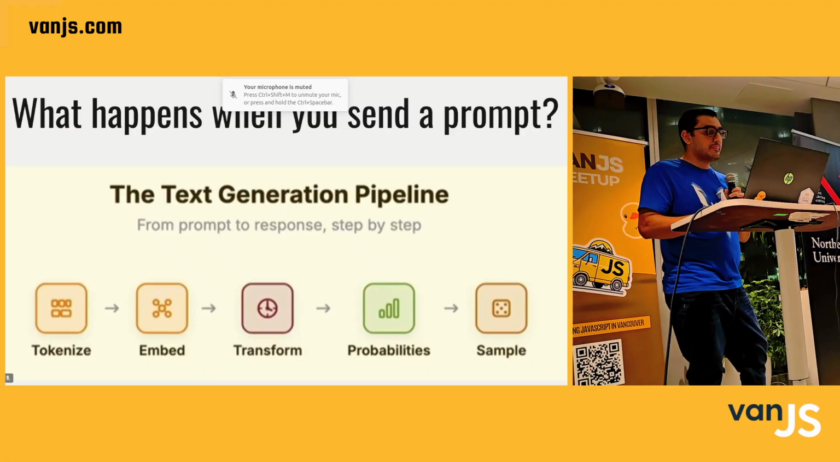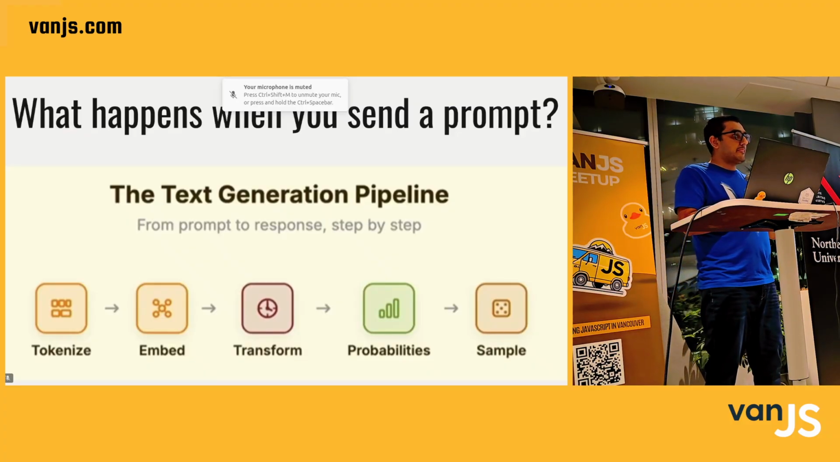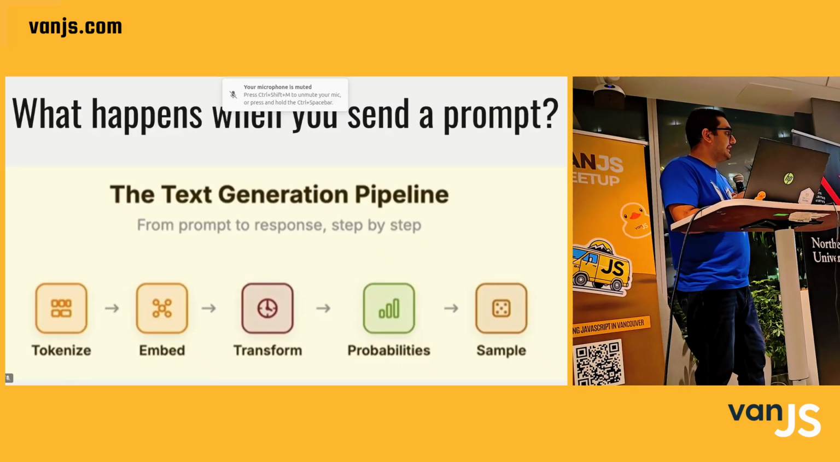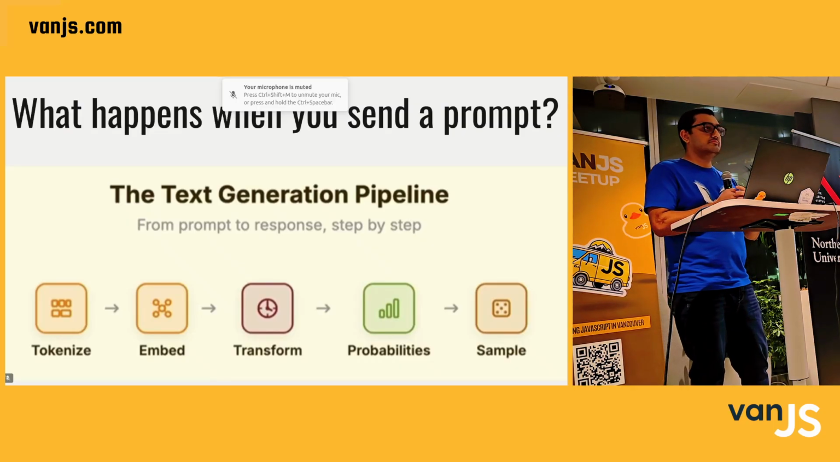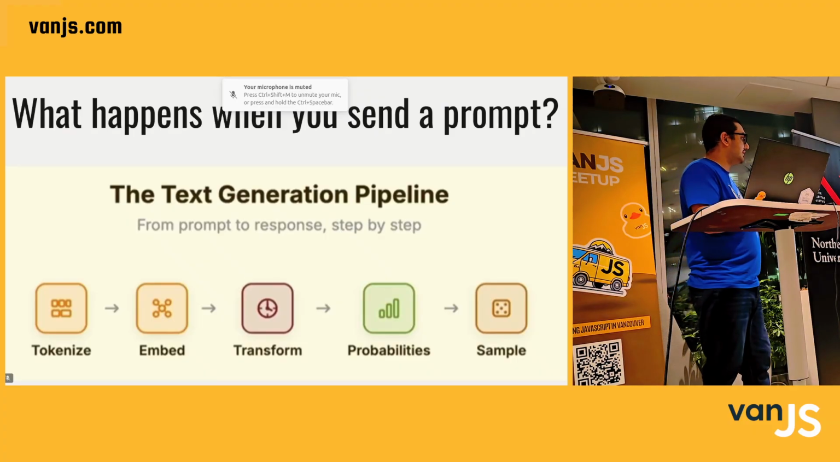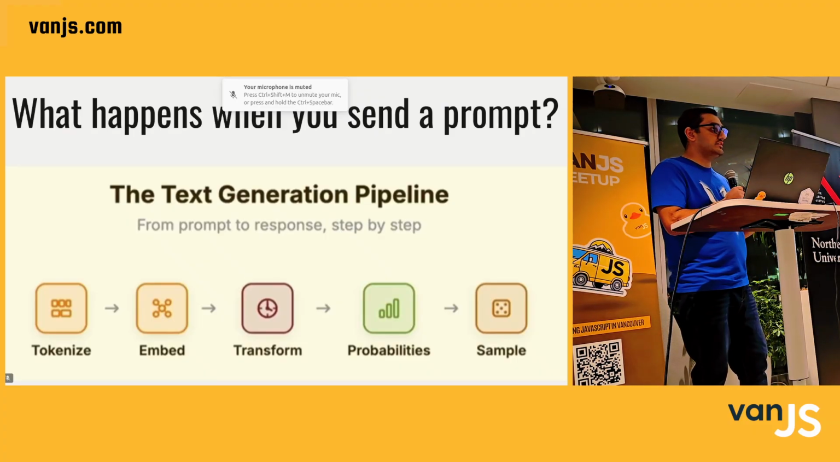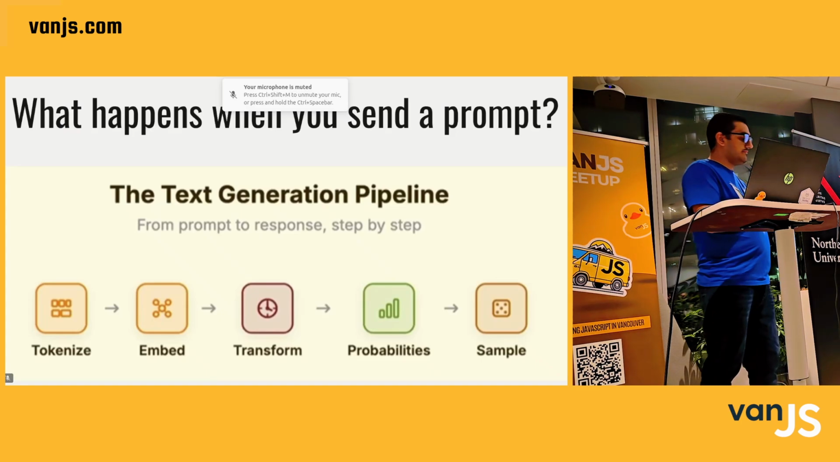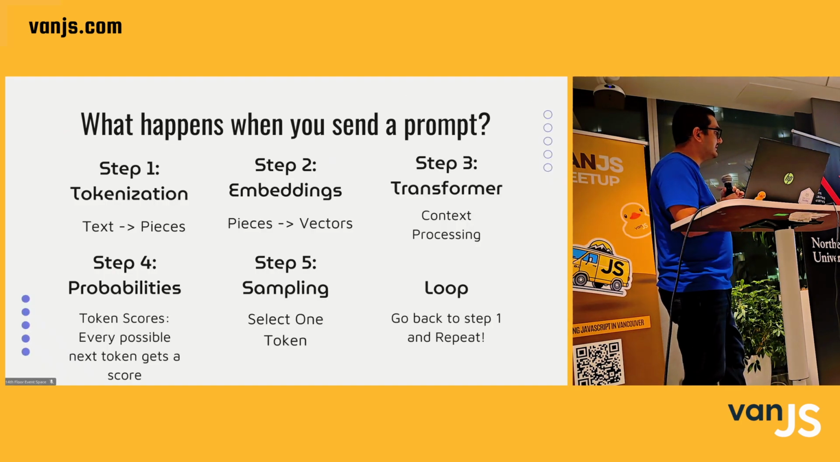Here we go. This is a pipeline of how one token is actually predicted by any LLM model out there. If it's GPT or Llama or any other model, every LLM uses pretty much the same pipeline to predict the next token that it's going to give you. So what is the process here? Well, the process is this 5-step process.